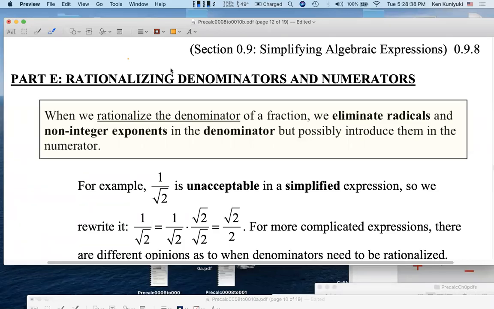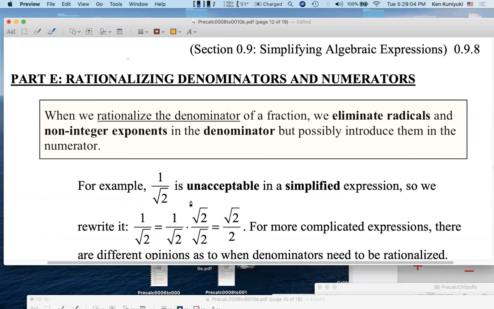Hi, everyone. Let's review rationalizing denominators and also numerators. When we rationalize the denominator of a fraction, we eliminate radicals and non-integer exponents. For example, the square root of 2 is 2 to the 1/2, right? In the denominator, but possibly introduce them in the numerator. So you may end up with radicals on the top.